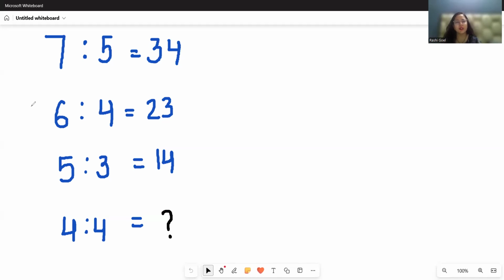So now take a good look at the resolution, 7 ratio 5. Instead of ratio, if I do multiplication, that is 7 times 5, which is 35. And to reach 34, what do we have to do? Subtract 1. So 35 minus 1 is 34. So let's apply the same logic to the next step.